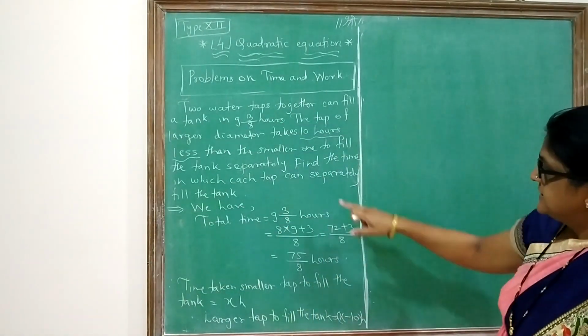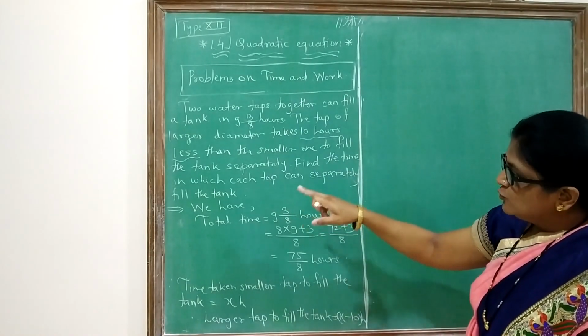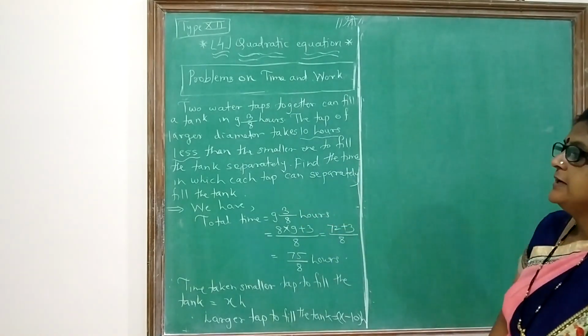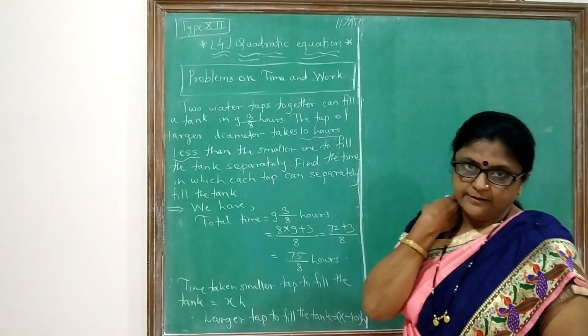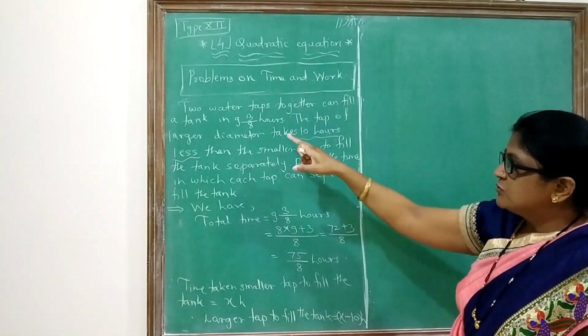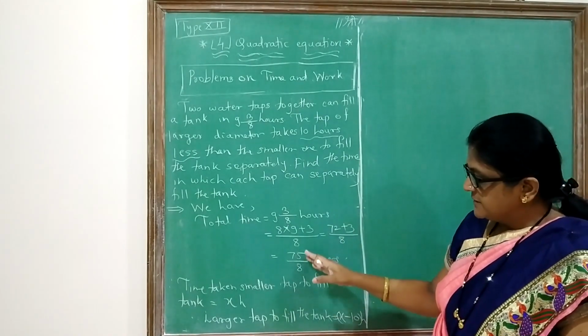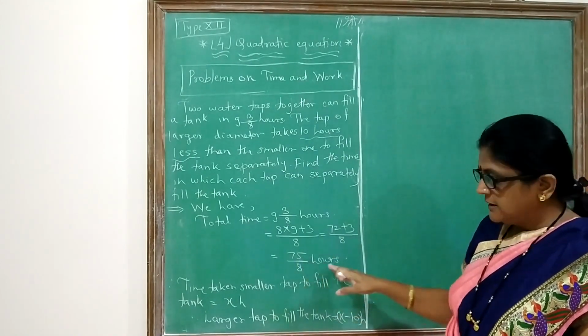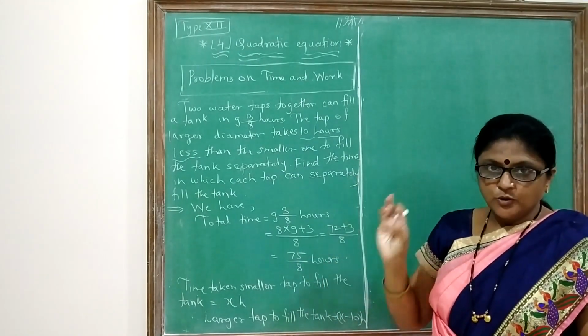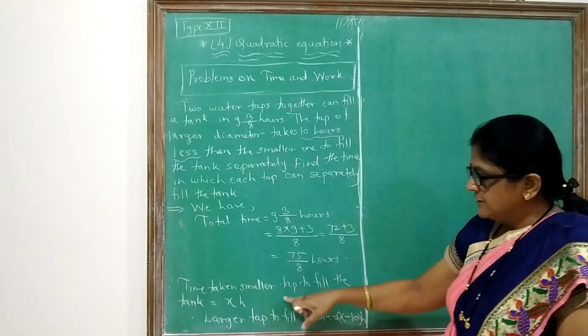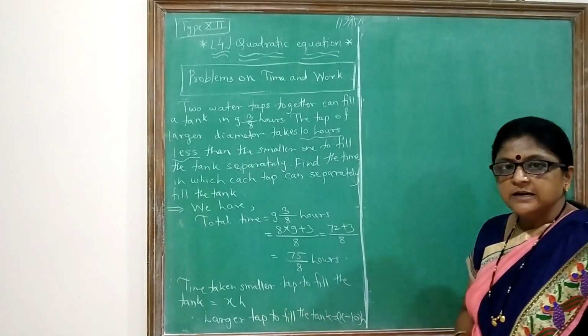Then the next sentence is: find the time in which each tap can separately fill the tank. Means his total time is what? 9 3/8 hours. Means you will convert it into this type, then you will get 75/8 hours. Then here two taps are present.